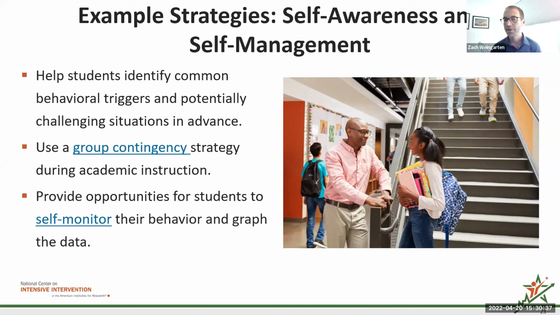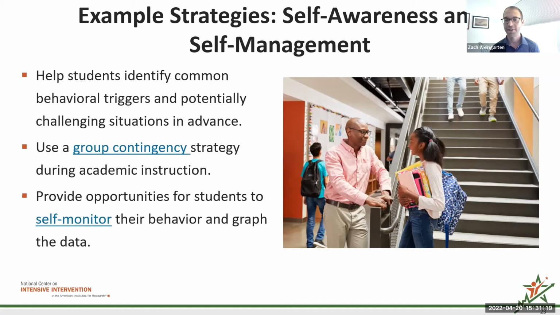The first one is to help students identify common behavioral triggers and potentially challenging situations in advance. Doing this kind of work with students, where they are being reflective about their own behavior or their own behavioral triggers, I think can be a powerful strategy. It aligns with the idea of pre-correction, where we are helping set up students for success before a behavioral incident might occur. So we want to make sure that we are being proactive in that way, and we can really engage students in that process and make them part of it, to help enhance their self-awareness.